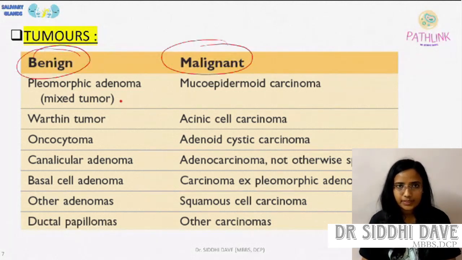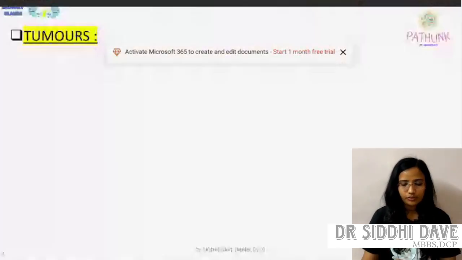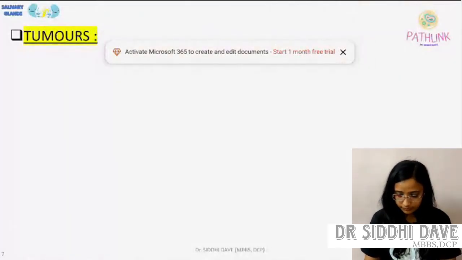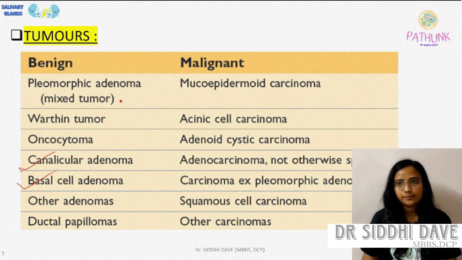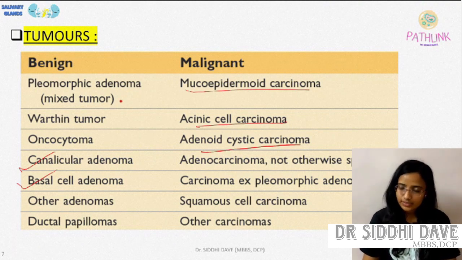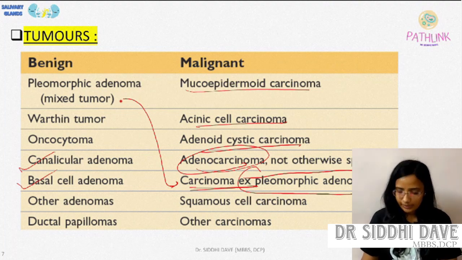In benign: pleomorphic adenoma, also known as mixed tumor, then Warthin's, then oncocytoma, then canalicular adenoma, then basal cell adenoma, then other adenomas, ductal papillomas. In malignant: mucoepidermoid carcinoma, then acinic cell carcinoma, then adenoid cystic carcinoma, adenocarcinoma, carcinoma ex pleomorphic adenoma. It is a malignant counterpart seen in the pleomorphic adenoma, then squamous cell carcinoma and other carcinomas.